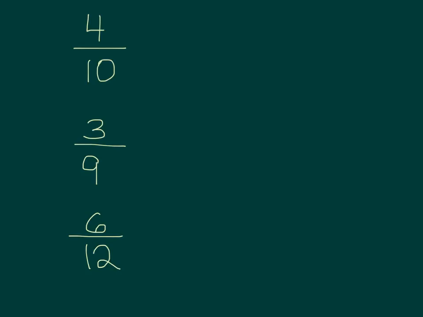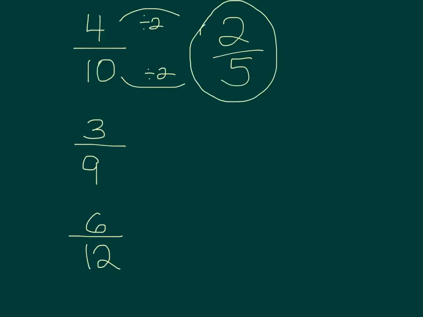Now let's try 3 more. So I have 4/10. So I think, oh, that's not in simplest form. There's a number that divides evenly into 4 and 10. 2. You can divide the numerator and denominator by 2. 4 divided by 2 is 2. 10 divided by 2 is 5. And 2/5 is in simplest form. There's no numbers that divide evenly into 2 and 5.